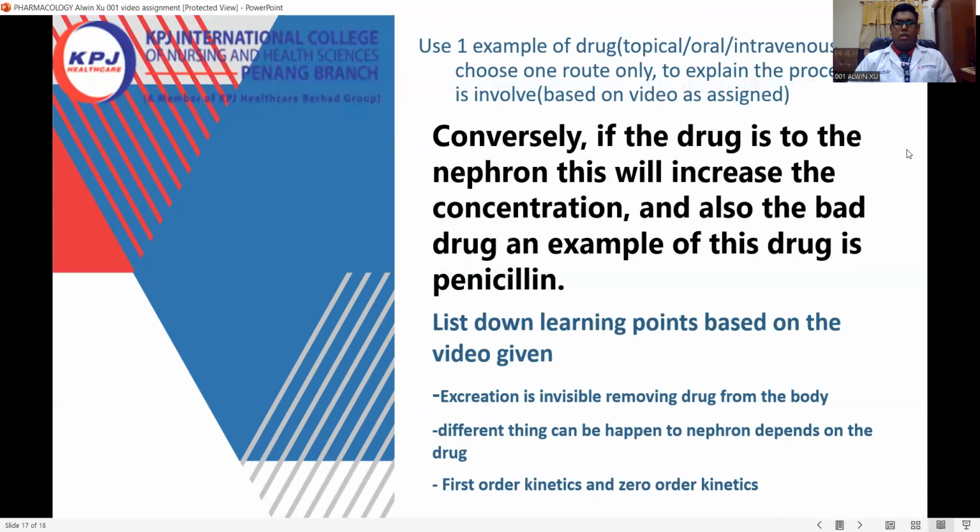So the example of the drug that I choose is penicillin, which is intravenous. The drug goes to the nephron. This will increase the concentration, and penicillin is an example of this kind of drug.